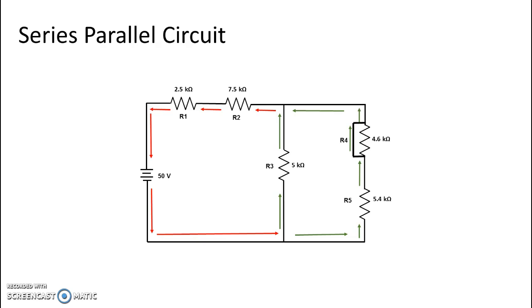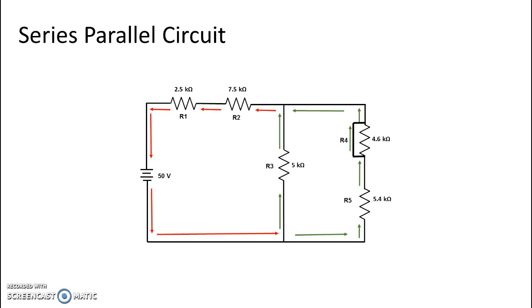So as we know from shorts in all of our other videos, R4 is effectively removed from the circuit because there is now an alternate path around it, and so it is just R3 and R5 that will be in parallel with each other. There are still two paths for current because there is another component within the branch.